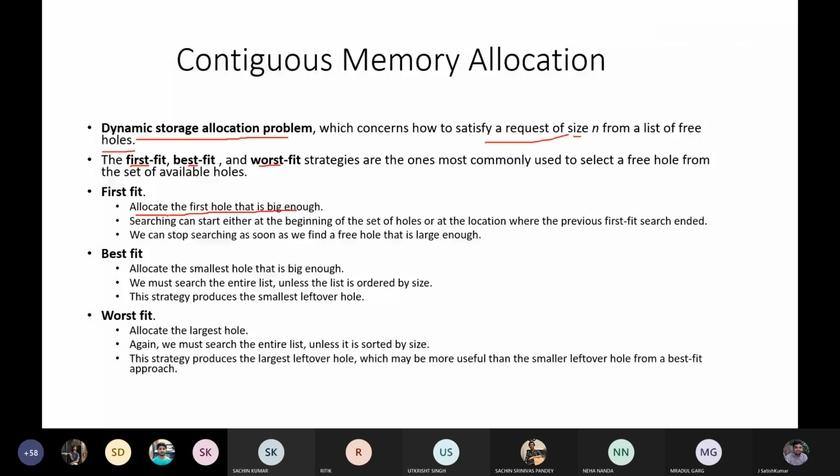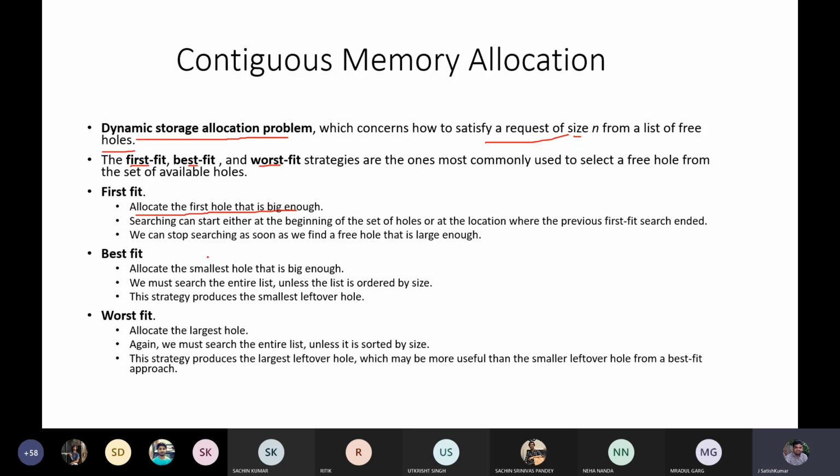you allocate it. Search can start either at the beginning of the set of holes or at the location where the previous first fit search ended. We can stop searching as soon as we find a free hole that is large enough, to make sure that the particular process will fit into that block.